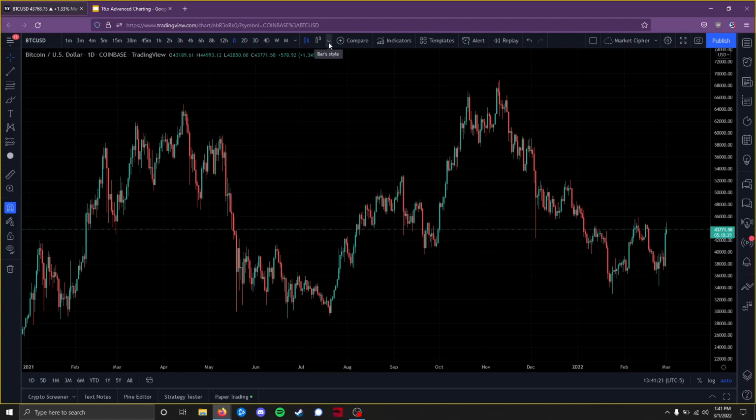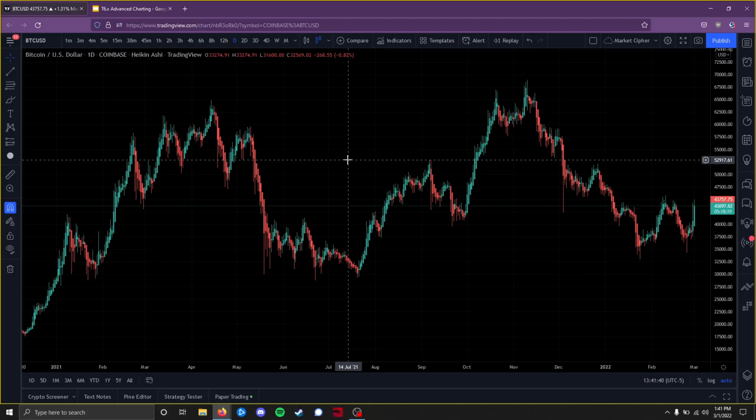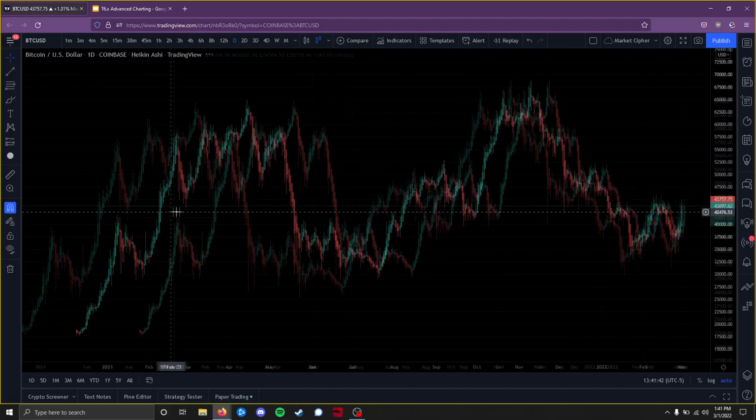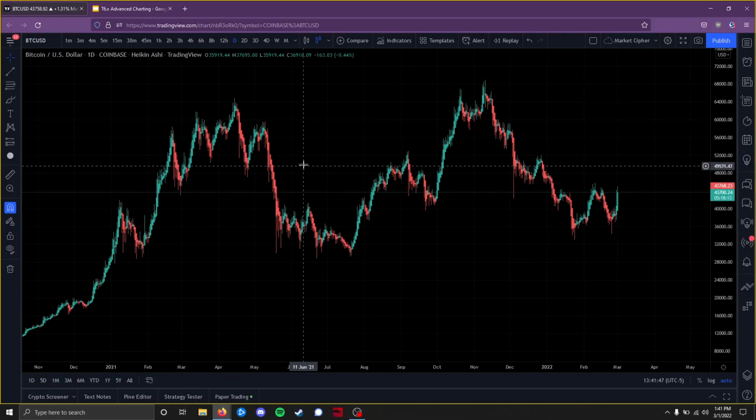What we could do in TradingView is click on this down arrow, and instead of selecting candles, you can go over to this bottom section and select Heikin Ashi. I actually have it saved, so it will always show up in this top menu for me. But if I click Heikin Ashi, now I have a fairly different perspective on the market.